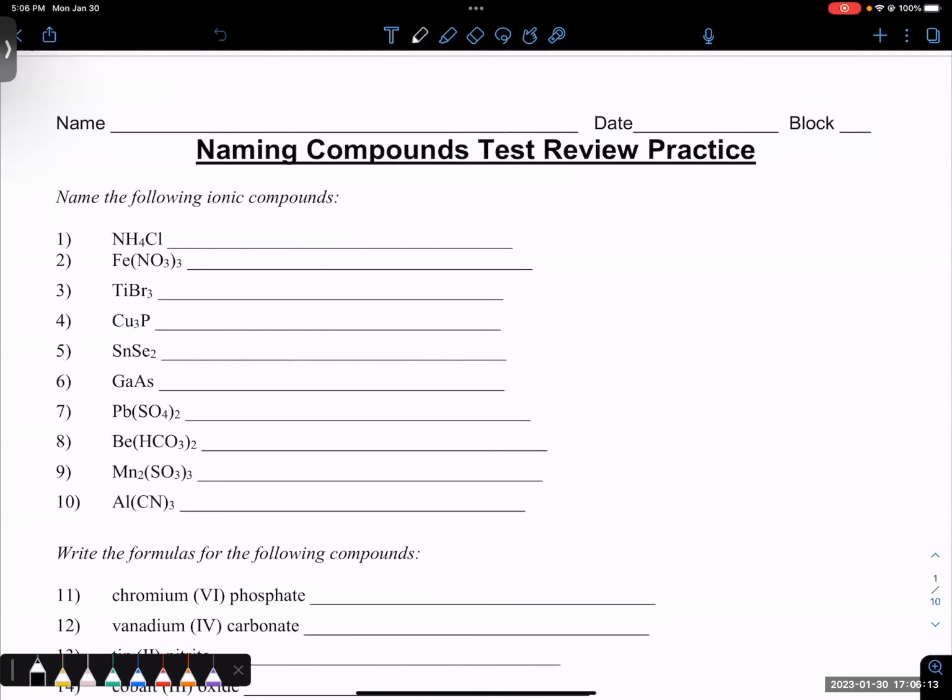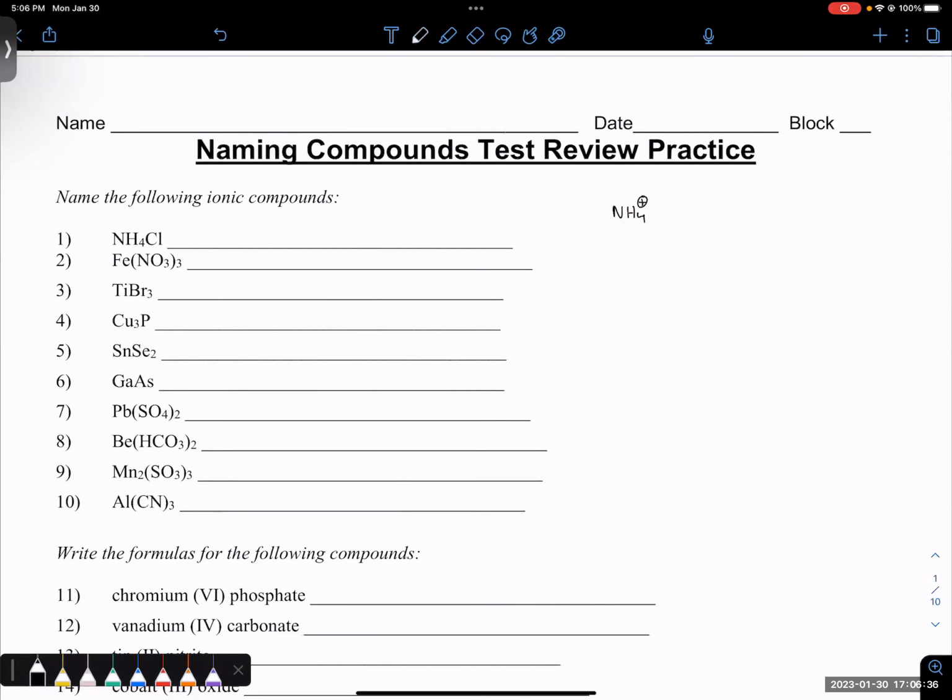So the first one, a lot of this requires memorization. Like knowing what NH4 is, that's just going to come down to making some flashcards and memorizing that. So NH4 is what we call the ammonium cation. It has a +1 charge on it.